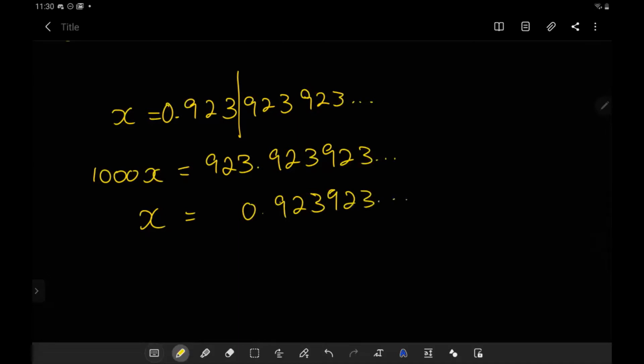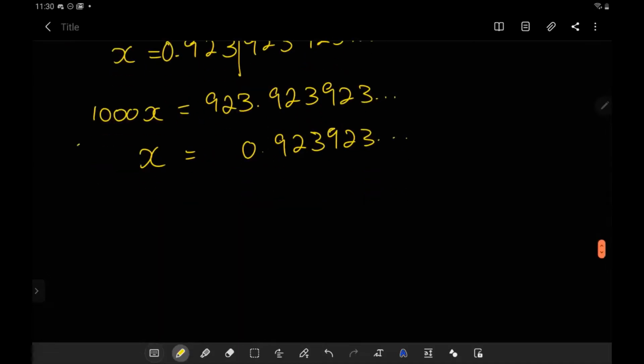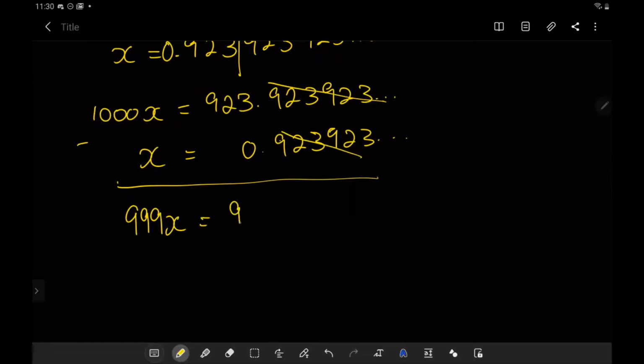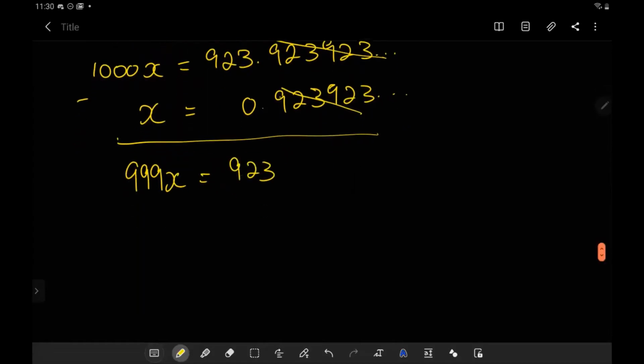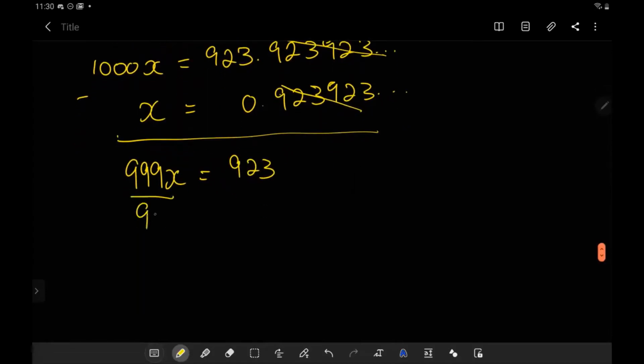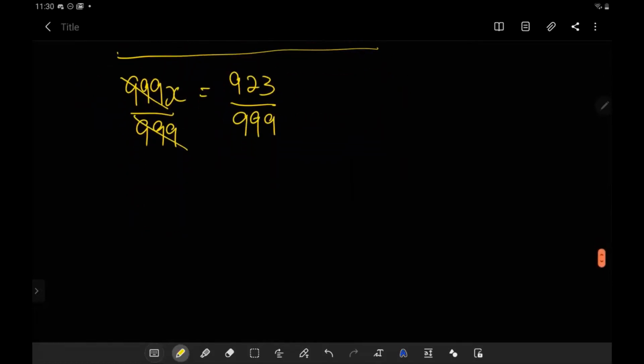And x itself is equal to 0.923923 and so on. Subtracting so that these tails cancel, you have 999x is equal to 923. Dividing both sides by 999, we get exactly x is equal to 923 over 999.